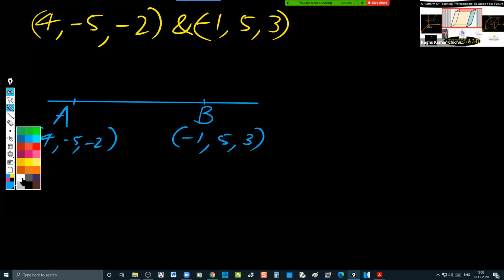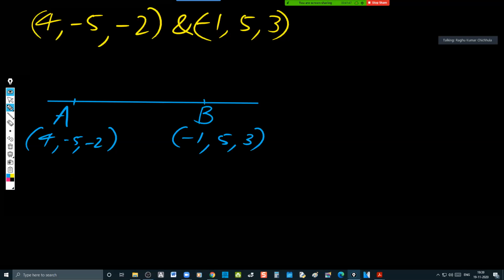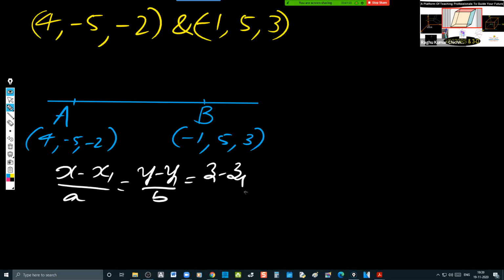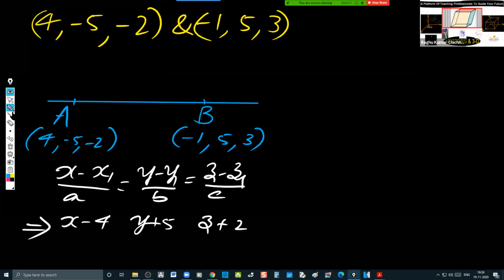Now, what is the symmetric form or parametric form of the line? (x minus x1) by a is equal to (y minus y1) by b is equal to (z minus z1) by c. Correct. Now choose either A or B, it is your choice, no problem. x minus 4, y plus 5, z plus 2. The numerator is done. Now the denominator a, b, c is needed.